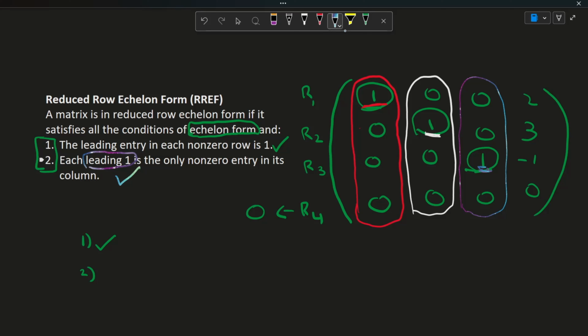So that's essentially row-reduced echelon form and echelon form simplified.